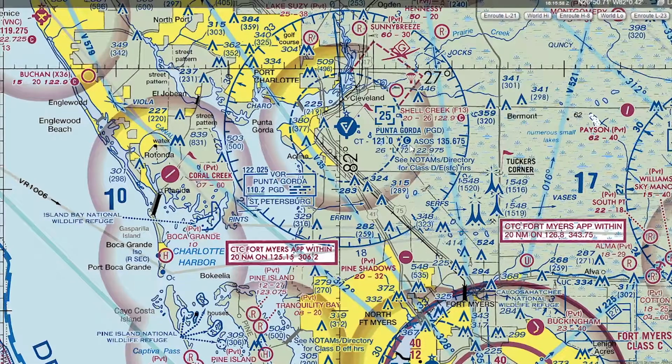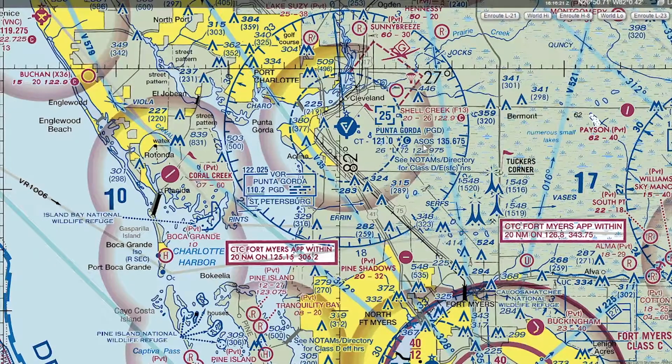Then we have this little blue C here next to all this, and what that means is when the tower closes, the CTAF, or Common Traffic Advisory Frequency, is going to be 121.0. If we come back to Venice over here, we notice that the CTAF frequency is 122.725. There's no control tower in Venice, so it's just 122.725 all day long and all night long.